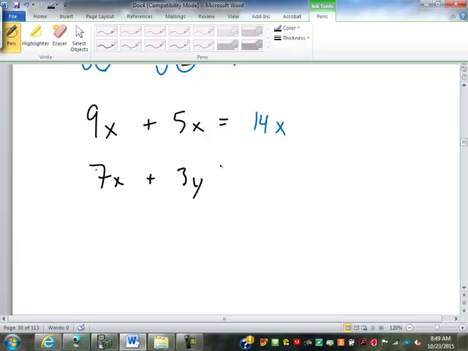How about 7x plus 3y? Trick question. Different names. That'd be like taking 7 inches plus 9 ounces. Can't do it. They have different names. So 7x plus 3y is 7x plus 3y. There's nothing we can do with those.